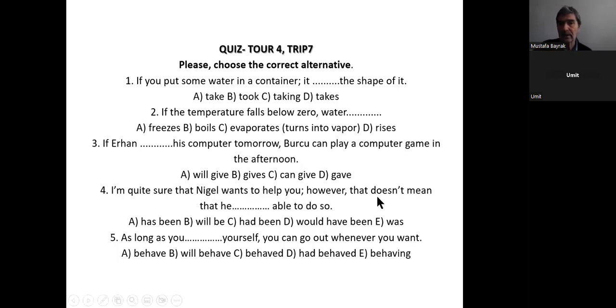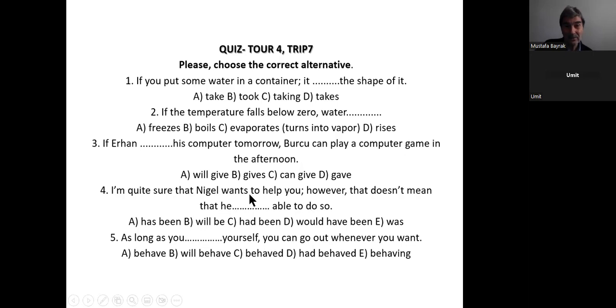Nigel wants to help you, however, that doesn't mean that he will be able to do so. I am quite sure that Nigel wants to help you. Yes. However, that doesn't mean that he has been able to do so. He will be able to do so. That had wrong, would have wrong, was wrong, so has been or will be.